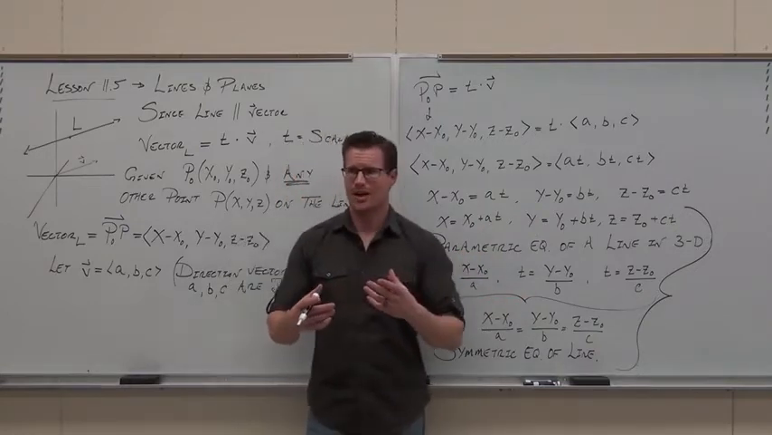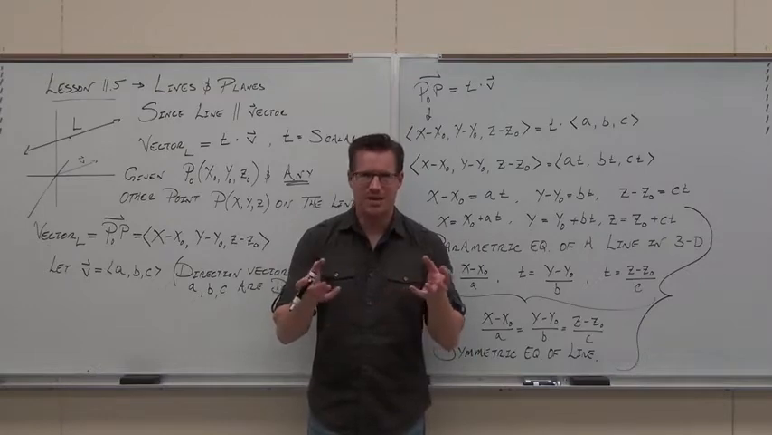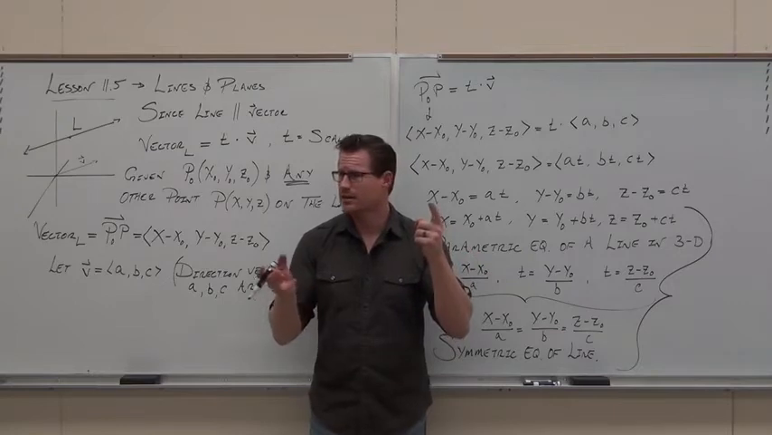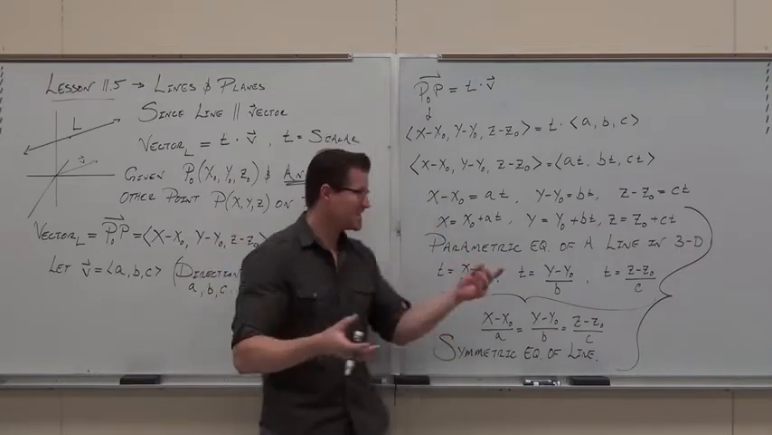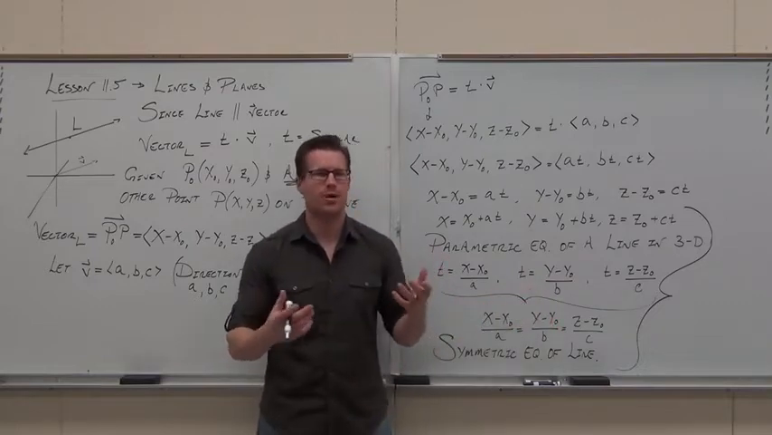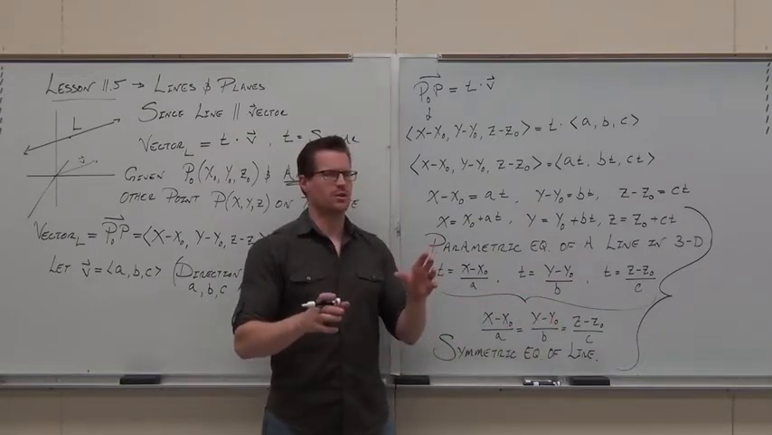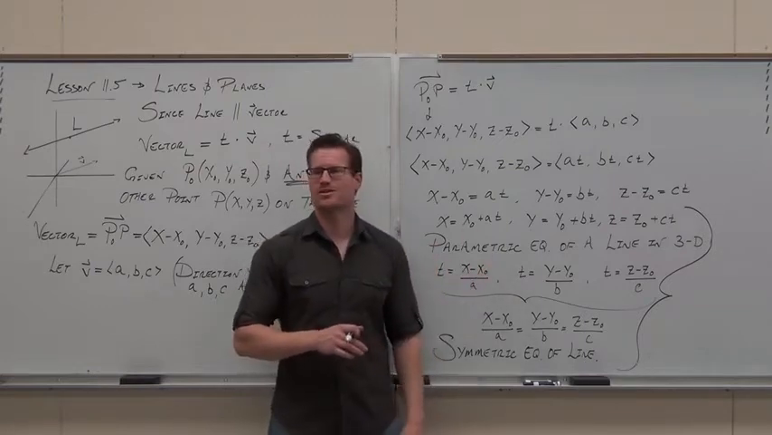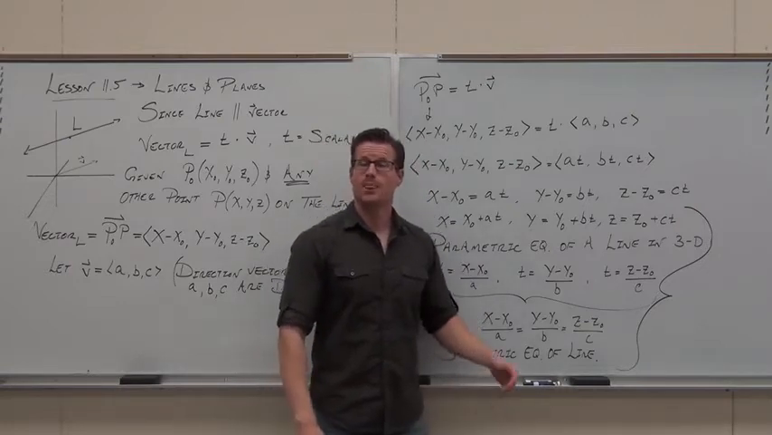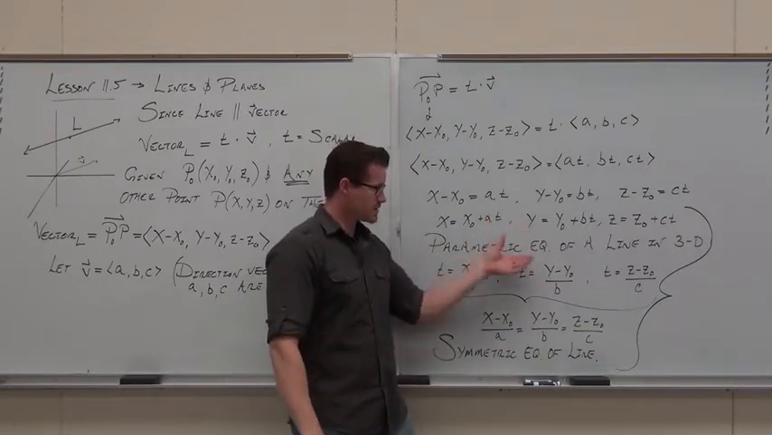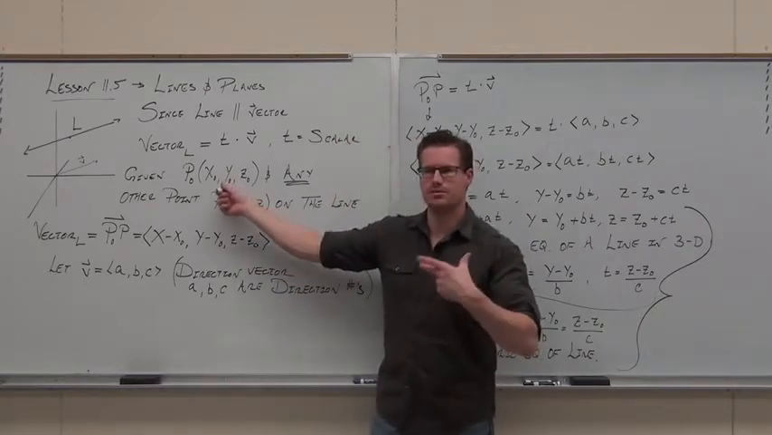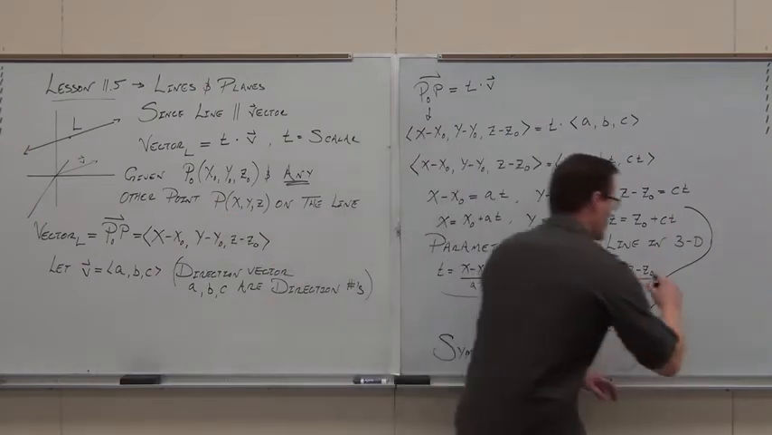What they say is, hey, what two things do you need to make the equation of a line in 3D? A point and a direction vector. Does this have a point and a direction vector in it? Let's see if you're really paying attention. What is the point in both of these? Exactly what we started with, the given point. So this works for any point.